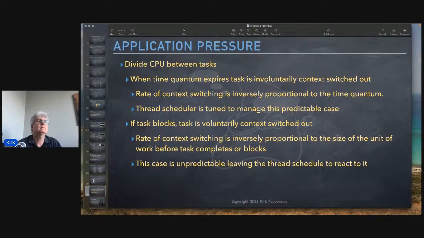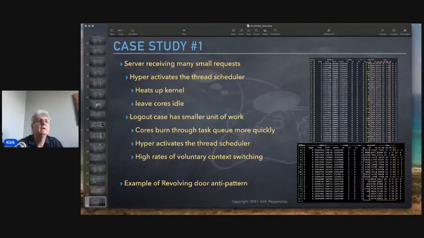So there are lots of words on slides for people who might want to read this afterwards, but effectively I think we've covered most of this. Case study 1: servers receiving many small requests hyperactivate the thread scheduler, heat up the kernel, and leave cores idle. The log case has a smaller unit of work, so it burns through the cores faster, and that heats things up a little bit in terms of context switching.